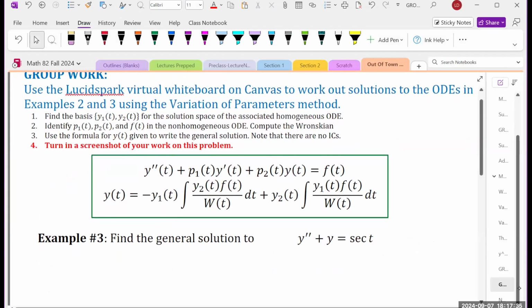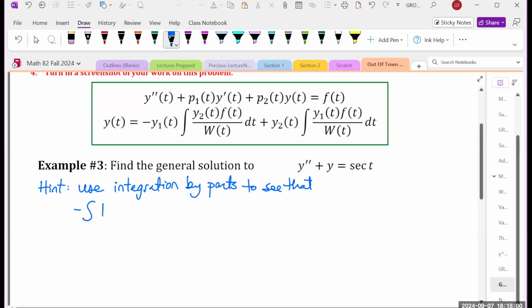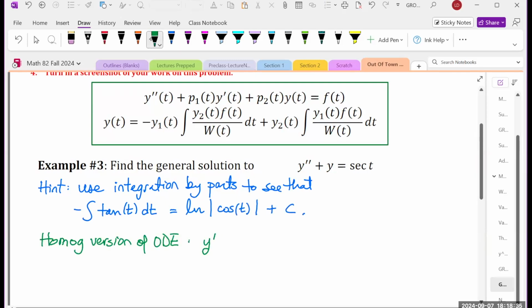In this case, I'm going to want to use integration by parts. In particular, I'm going to want to use the fact that the integral of tangent of t dt is equal to the natural log of the absolute value of cosine t, plus a constant, of course. Now, solving the homogeneous version of our ODE, we get y double prime plus y equals 0, which has characteristic equation lambda squared plus 1 equals 0, which has roots lambda equals plus or minus i. Therefore, our homogeneous solution is going to be a linear combination of cosine t and sine t.